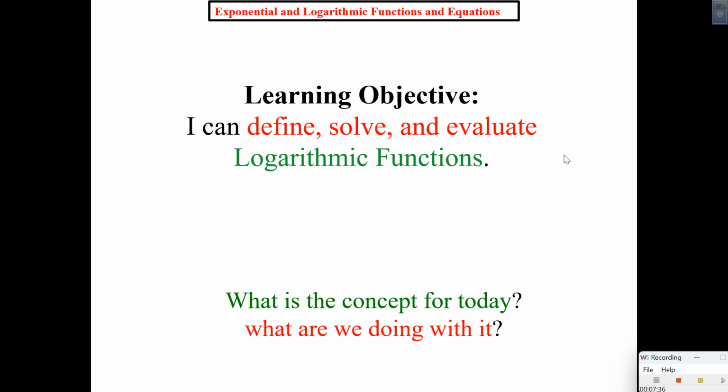Here we go. Our objective for today: I can define, solve, and evaluate logarithmic functions. So we're doing three things tonight. We're defining, we're solving, and evaluating. Which functions now? Logarithmic functions. In short, logarithmic functions are called logs. So write that in your notes, please.